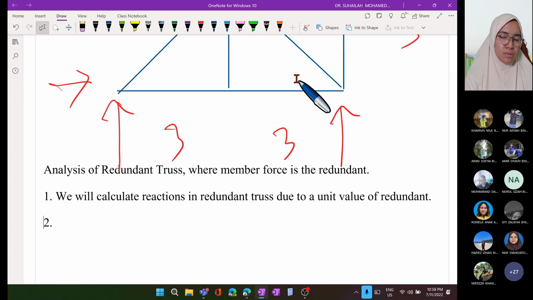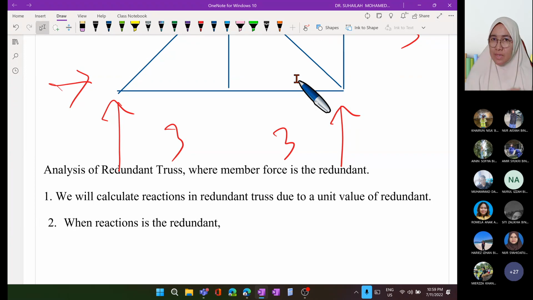Okay, number 2. When reaction is the redundant. Earlier I mentioned that we get the value of reaction which comes from external loading. When reaction is redundant, we will have reaction at the support.